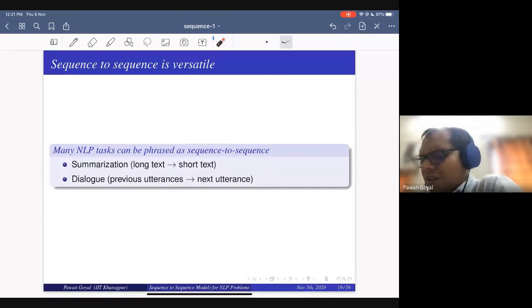You can use the same thing for, say, summarization. I am given an input sequence and I have to generate an output sequence for summarization. Similarly for dialogues, I know the current context and based on that I have to give a response. And dialogues can be used in many different applications like customer support or healthcare and so on.